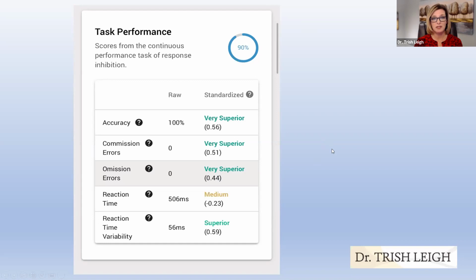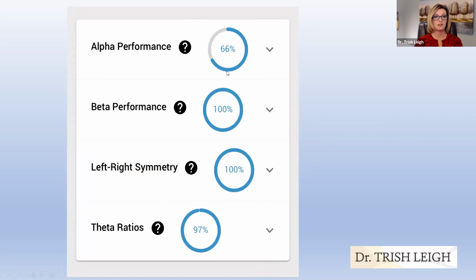Okay, so what the home brain map will give you is your alpha performance, beta, left, right, symmetry, and theta ratios. Now, let me explain them to you real quickly. This is the same information that we would be able to get in the office with a qEEG brain map. Basically, there's five main brain speeds that your brain uses to be able to shift in and out of the states that it needs to get into every day.